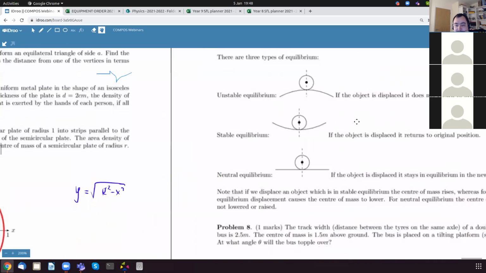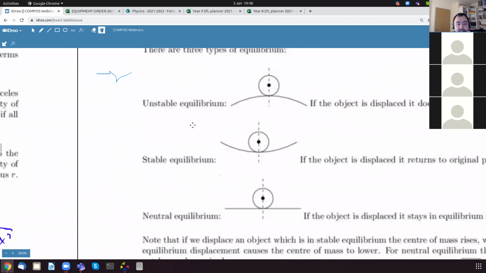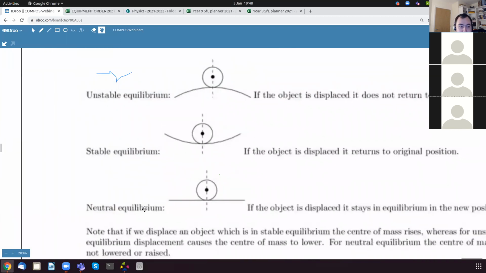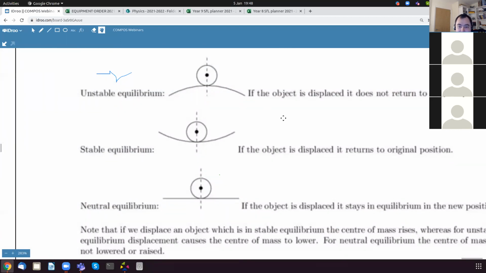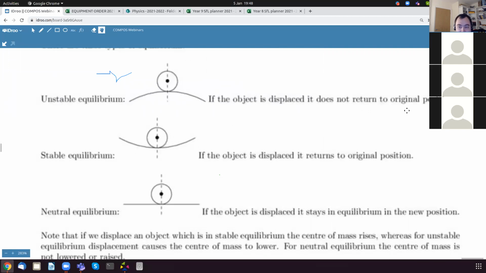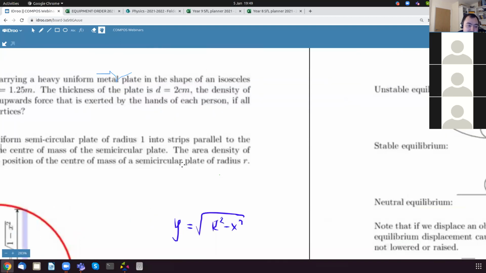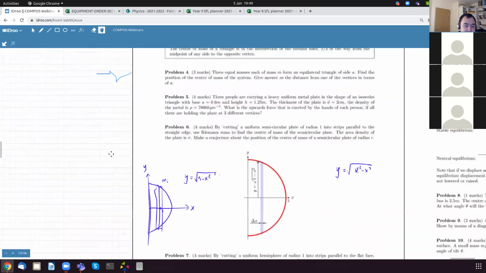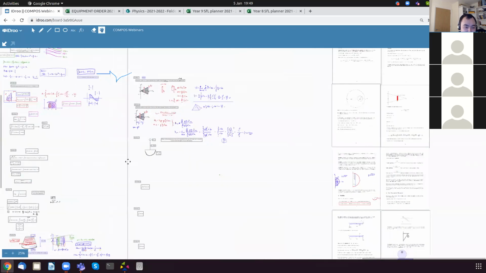There are 3 types of stability. There's unstable equilibrium, stable equilibrium, and neutral equilibrium. In unstable equilibrium, if the object is displaced, it does not return to the original position. So if you push this ball slightly to the right, it will not return to the original position. In stable equilibrium, it will return. In neutral equilibrium, it will stay in the new position. So what does the fact that the equilibrium is stable mean?